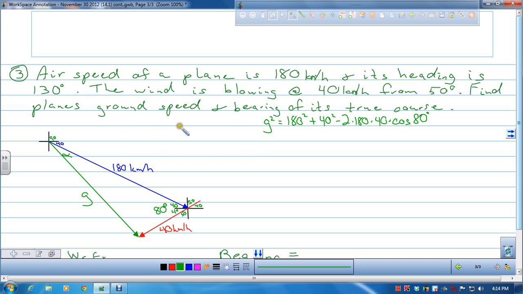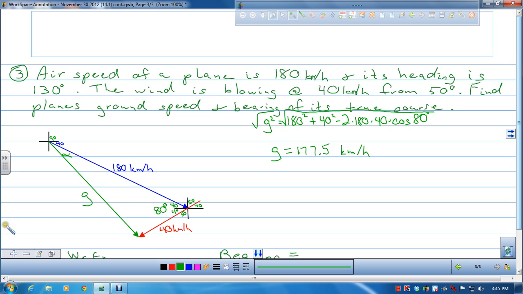Okay, so I would go and take the square root of both sides and get that g is equal to 177.5 kilometers per hour, and that would be my ground speed, which is equivalent to the magnitude, right? That's essentially my magnitude of that.